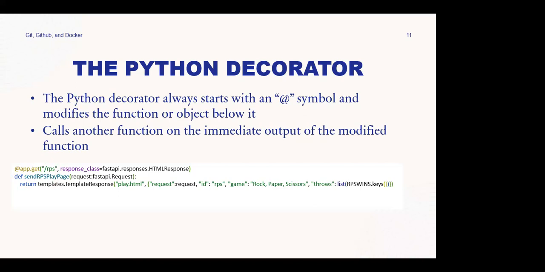rockpaperscissors.com/RPS, this is basically saying that the response is going to be an HTML response. And now we have this function, this is what it's modifying, and the function here is send RPS play page. So basically what it's saying is if somebody goes to RPS, they want to play rock, paper, scissors.